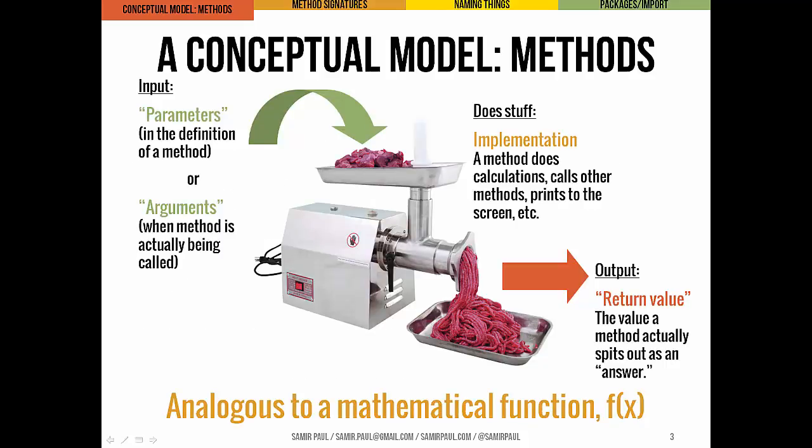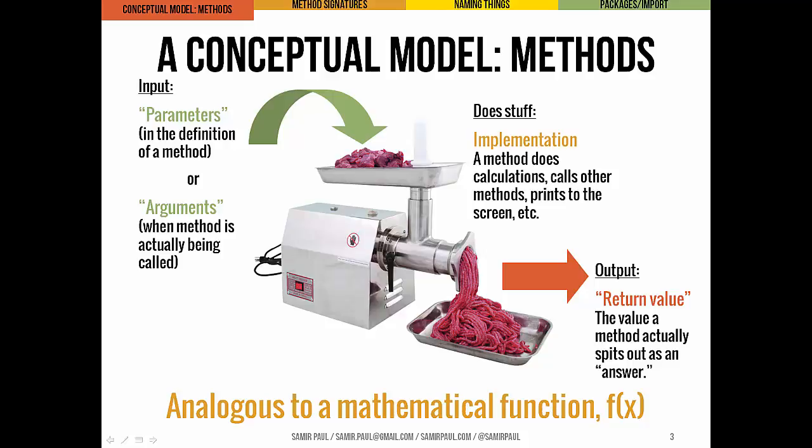And it's really analogous to a mathematical function. It's something that takes some inputs, does some stuff, and maybe returns an output. Okay, so in this case, we call the inputs here parameters, and that's what we call them in the actual definition of the method. Or when we're calling a method, we call them arguments. So those are the things that go into this meat grinder. Then the meat grinder does stuff, and we call that the implementation.